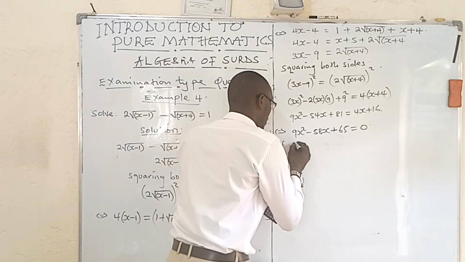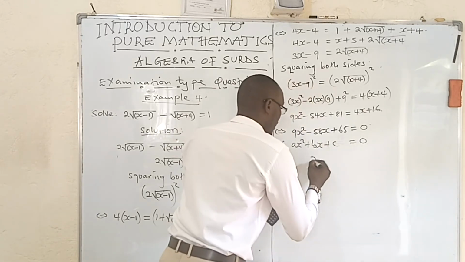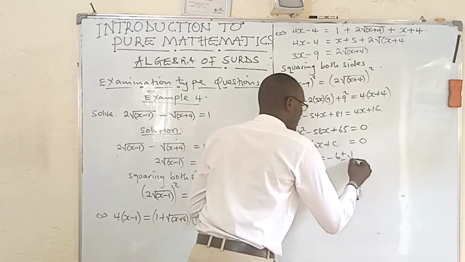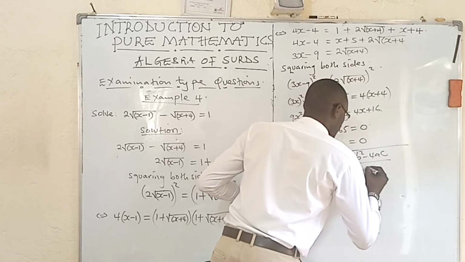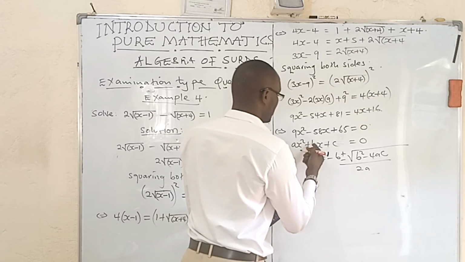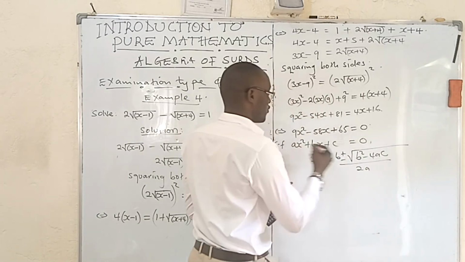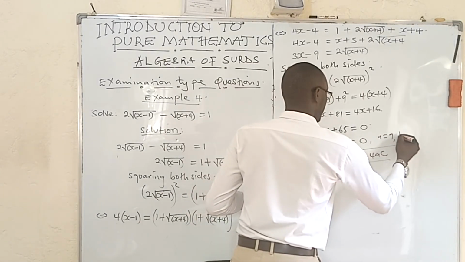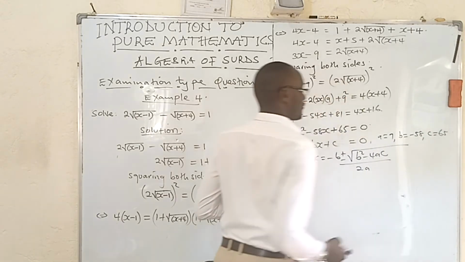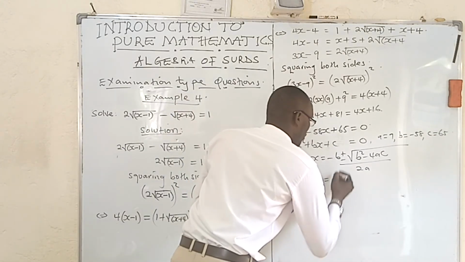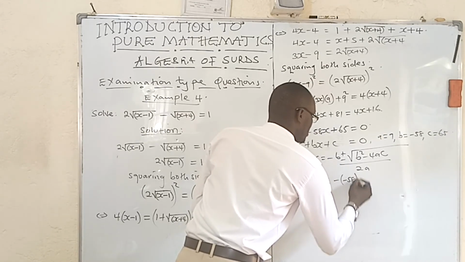So tell the examiner, compare from ax squared plus bx plus c is equal to 0. So x is equal to negative b plus or minus the square root of b squared minus 4ac, over 2a. So substitute the values of a, b, and c. Looking at the values, a is going to be 9, b is going to be negative 58, and then c is going to be 65, which is positive.